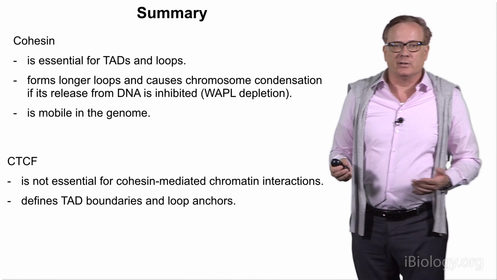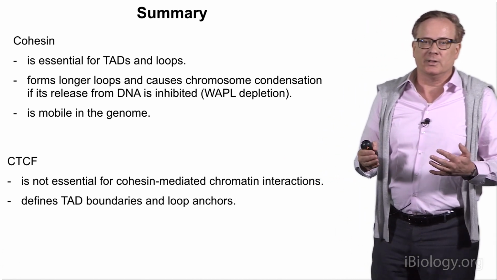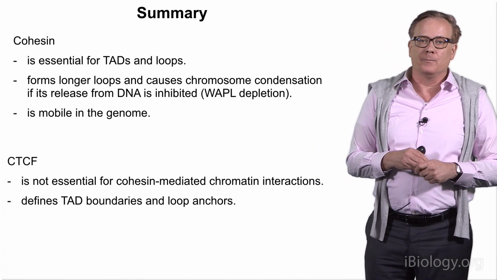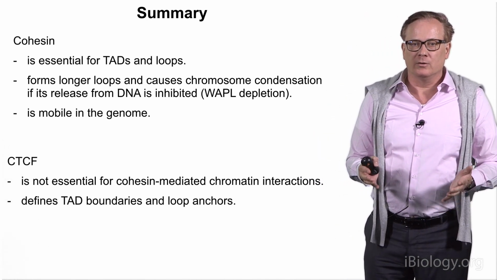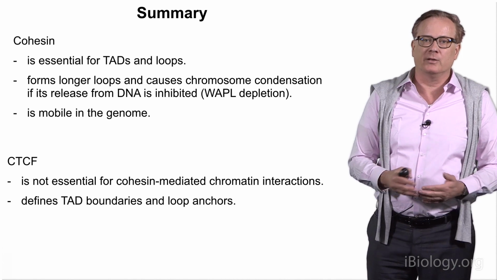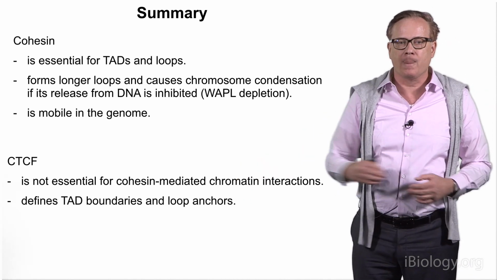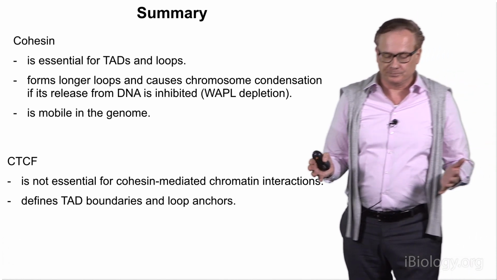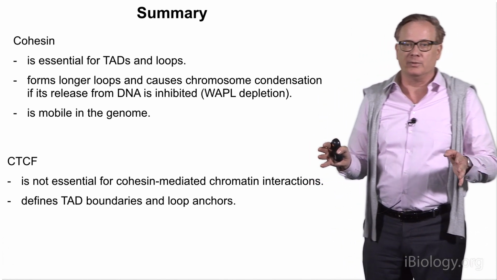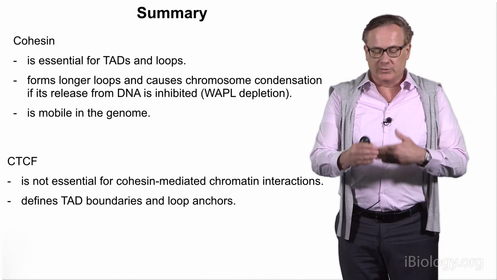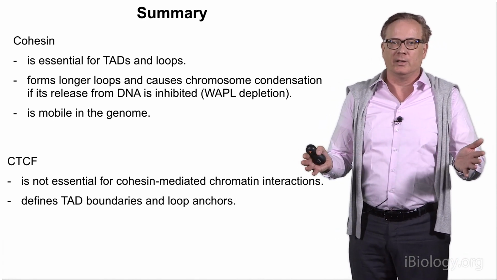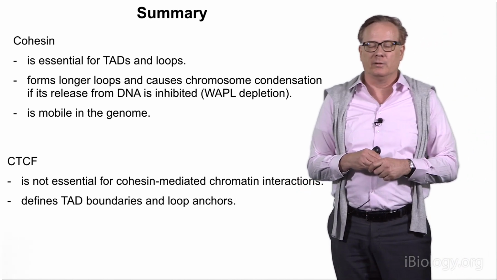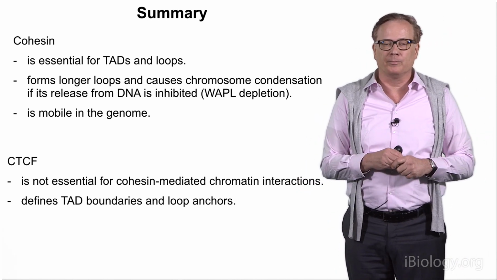So these data are consistent with the idea that cohesin is essential for TUDs and loops. I showed you that at the beginning. It forms clearly longer loops if WAPL is depleted and cohesin now has a longer residence time. And clearly, cohesin must be highly mobile in the genome. And what we typically see in chromatin IP experiments is just the average of where most cohesin has accumulated, but not really showing us where in individual cells cohesin would be present while it's extruding loops.